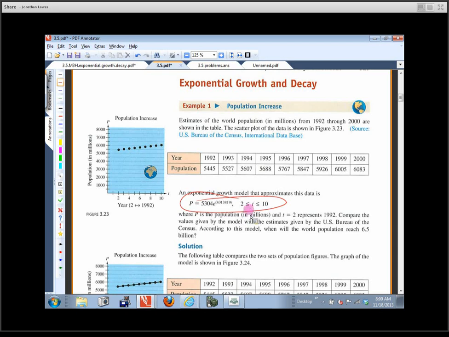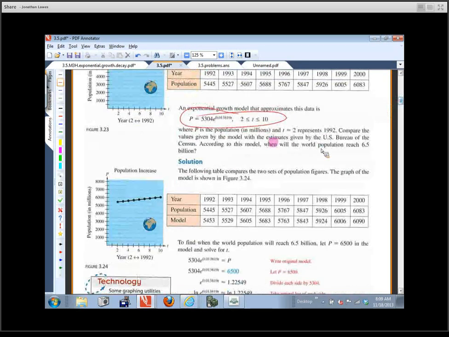Now, you'll notice that on this one, this works for t equals 2 all the way up to 10. So you'll notice our data starts in 1992. This means that this model was probably set so that the year 1990 was 0. So the year 1992 would represent 2. It makes it a little bit easier to plug in the numbers. You don't have to plug in a gigantic number like 1992 or 1995 in order to figure out what the population was then. Okay? So again, they've said that here, t equals 2 represents the year 1992.